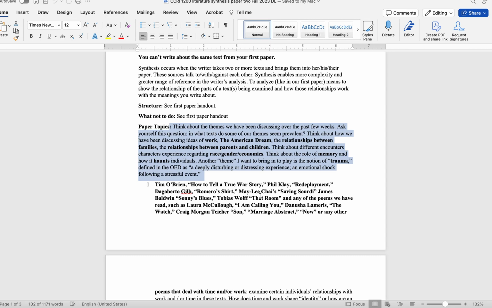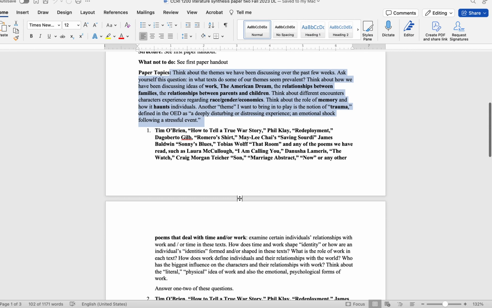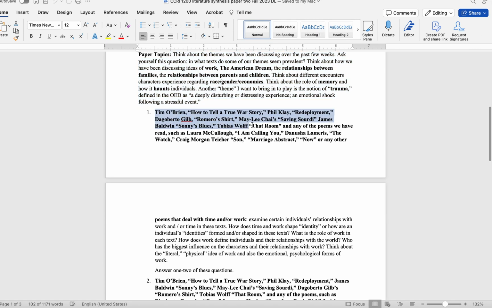Another theme I want to bring into play is the notion of trauma, defined in the Oxford English Dictionary as a deeply disturbing or distressing experience, an emotional shock following a stressful event. So I have just a list of things. Some of these texts we haven't read, like we haven't read these first 2, but you can really choose anything that kind of works together.